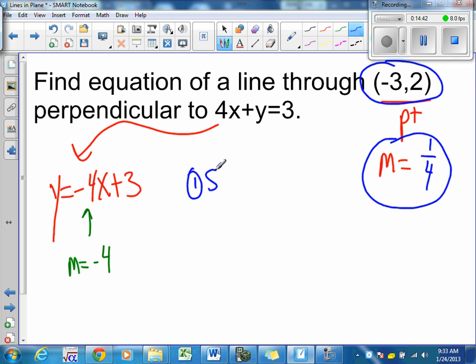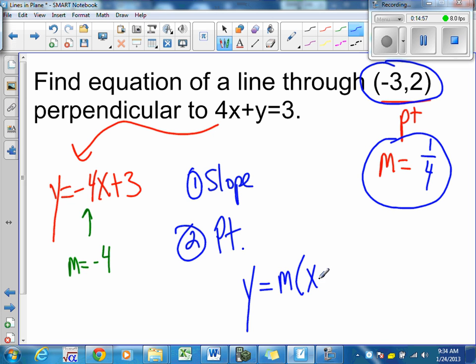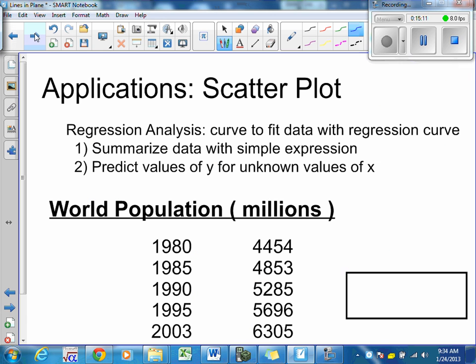1, what's the slope of the line? 2, find a point on the line. Once you find those 2 things, however the question may be worded, now you just put it into point slope. So all these problems: find the slope, find a point, write the equation of the line. Those are the 3 steps. All that's changing is what they're giving you to figure out the slope and the point.